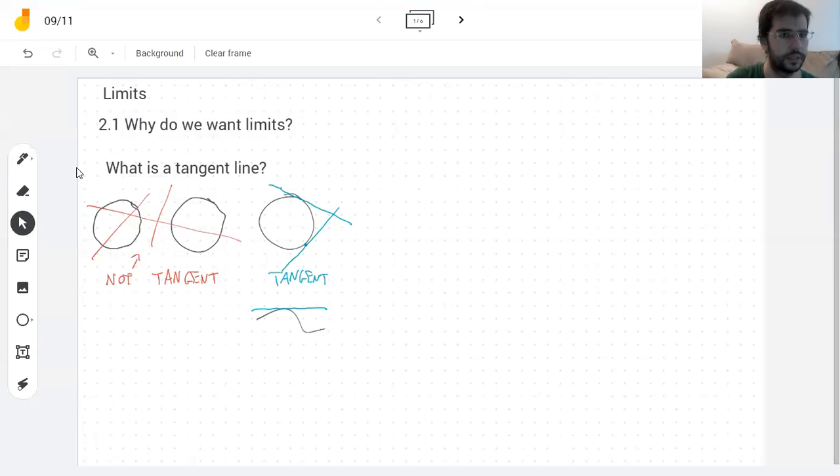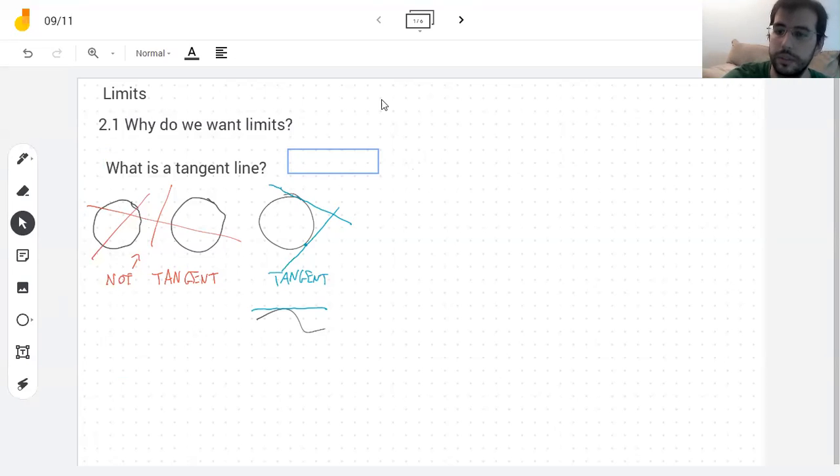The question is, can we express that intuitive meaning in words? Can you express that intuitive meaning in words? How would you tell someone who doesn't know what a tangent line is? Cool, it's an answer already. It's a line that touches a curve but does not intersect it.